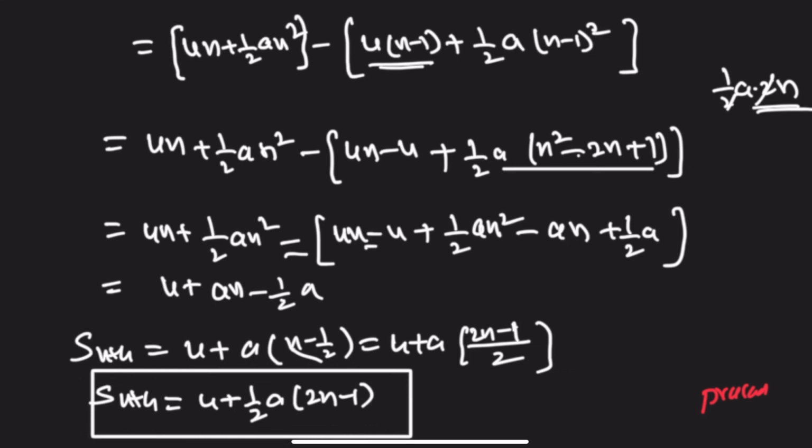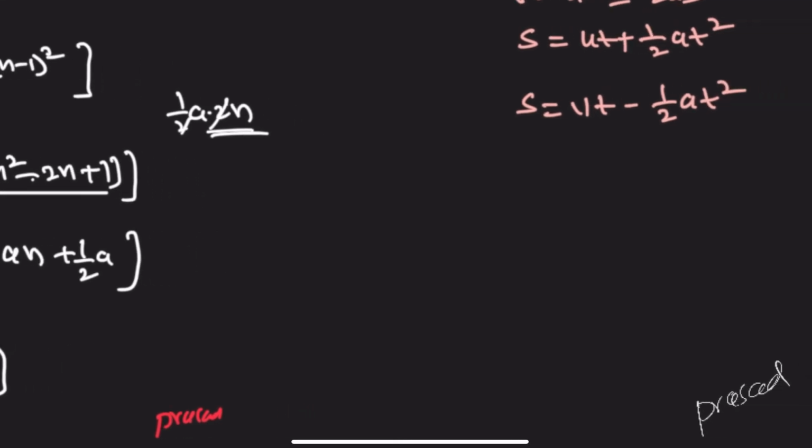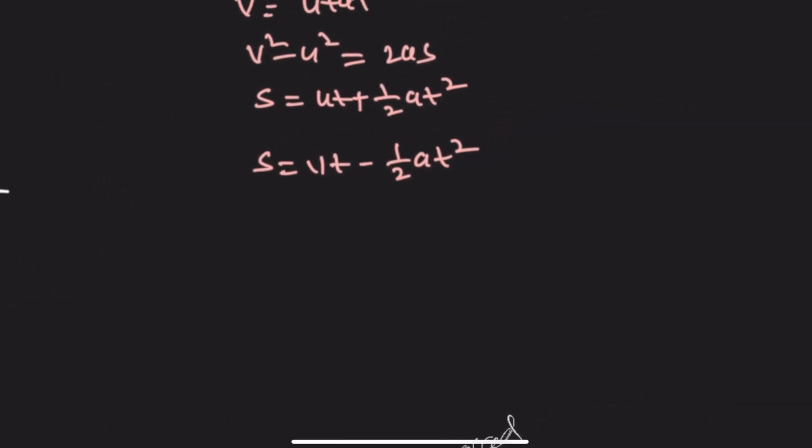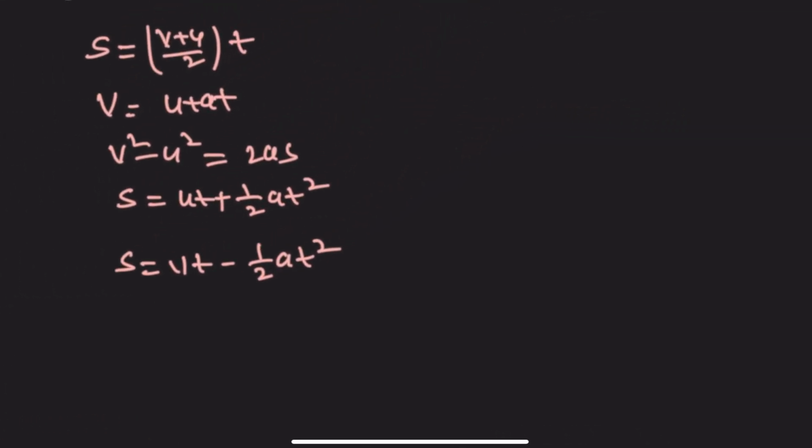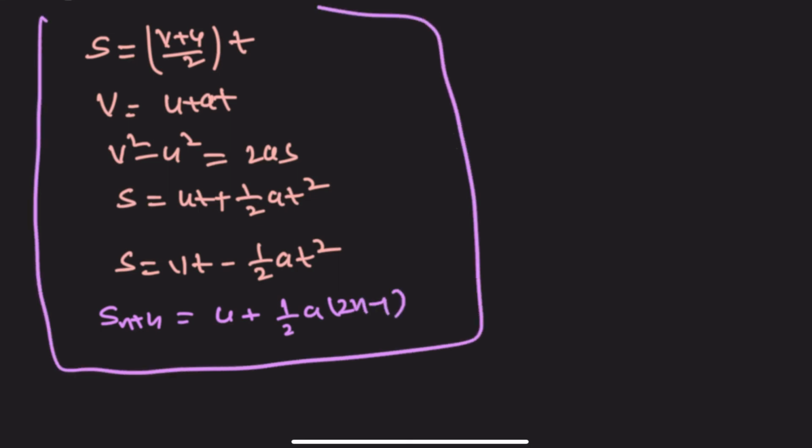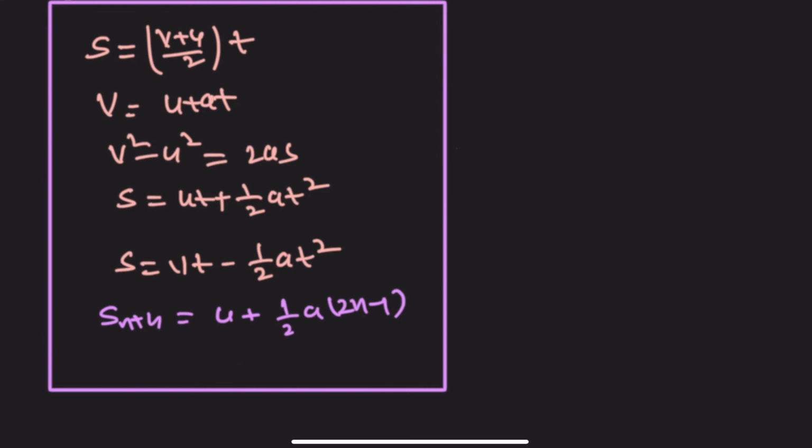See here, already we discussed the kinematic equations. Now include this formula. So what is Snth? That is u plus half a into 2n minus 1. So these are the kinematic equations for a body moving with uniform acceleration. Remember all these formulas.